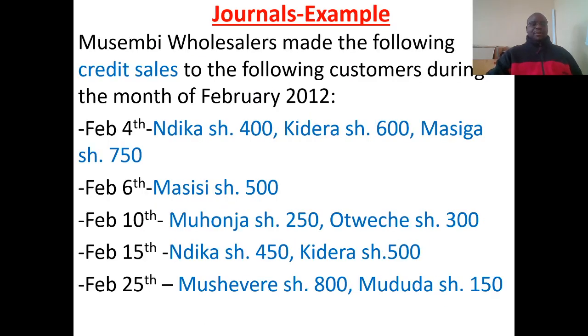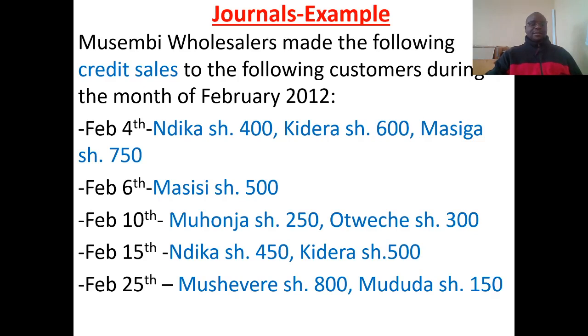An example: Mosembi wholesalers made the following credit sales to the following customers during the month of February 2012. February 4th, they sold on credit to Ndika goods worth 400, to Kidera goods worth 600, and to Masiga goods worth 750 shillings. On 6th, Mosembi wholesalers sold to Masisi goods worth 500 shillings.